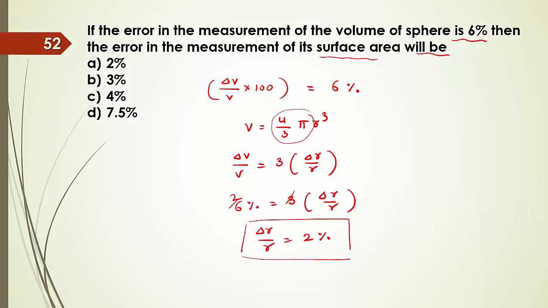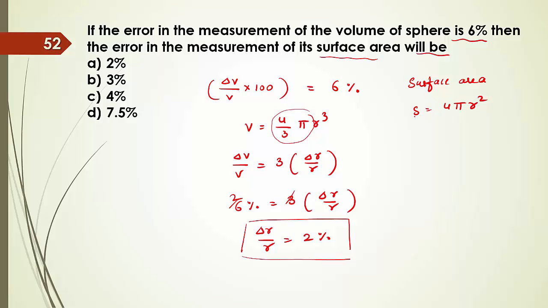Is it clear? So error in radius we got 2%. Error in volume is given 6%. We have to calculate surface area. Remember, surface area is given by S equal to 4 pi r square. This is the formula. 4 pi r square. Right?